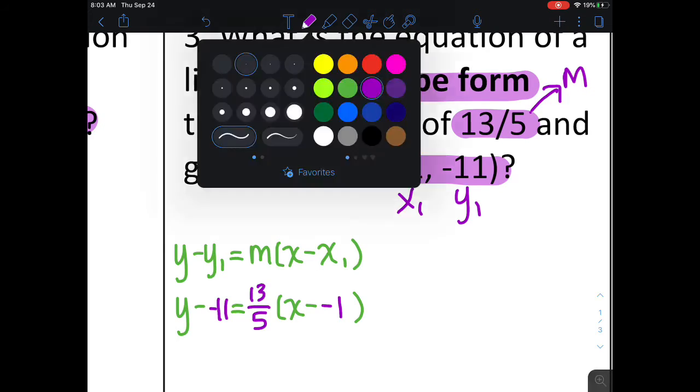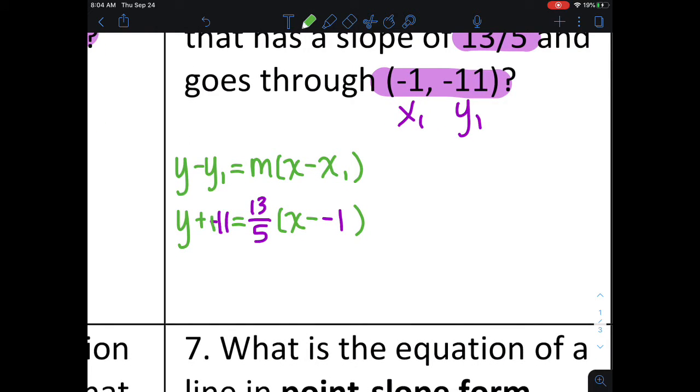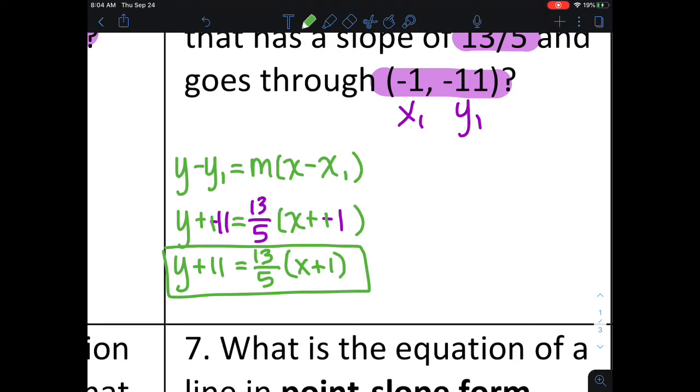Okay, so now that we are there, we can clean this up a bit. And I see some double negatives, so let me get rid of those by doing plus plus. So I'm going to rewrite it. Y plus 11 equals 13 over 5 times x plus 1. And we are done. Okay?